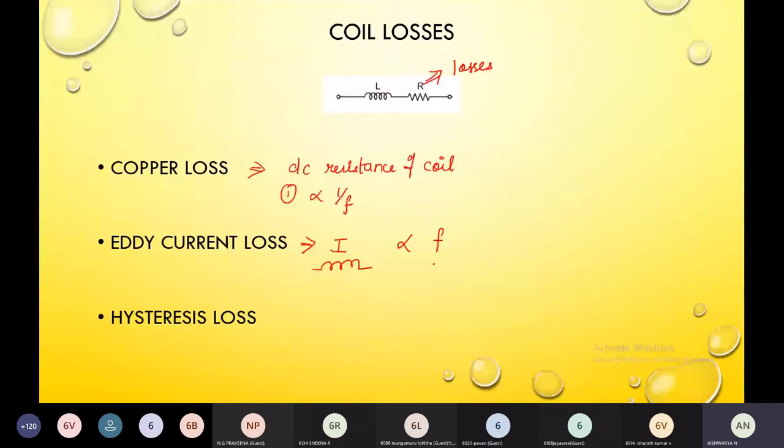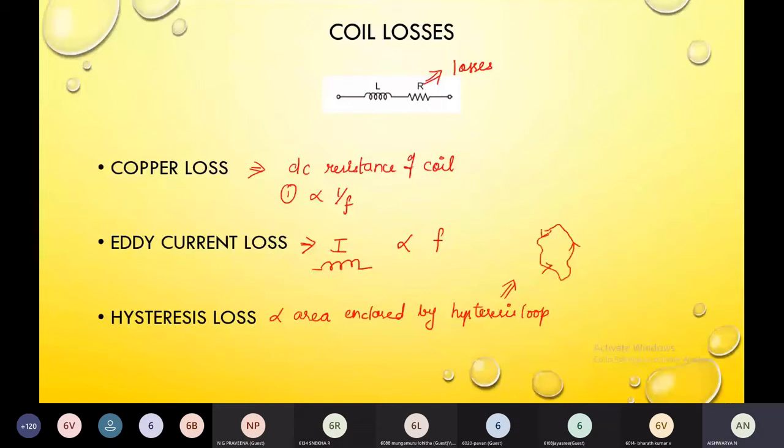And the third loss is hysteresis loss. This loss is proportional to the area enclosed by your hysteresis loop. Can anyone say what a hysteresis loop is? Have you heard the term hysteresis loop? So a hysteresis loop is nothing but the loop that is formed due to magnetization and demagnetization of the coil. The loop will look like this actually. Okay, this will be your hysteresis loop.